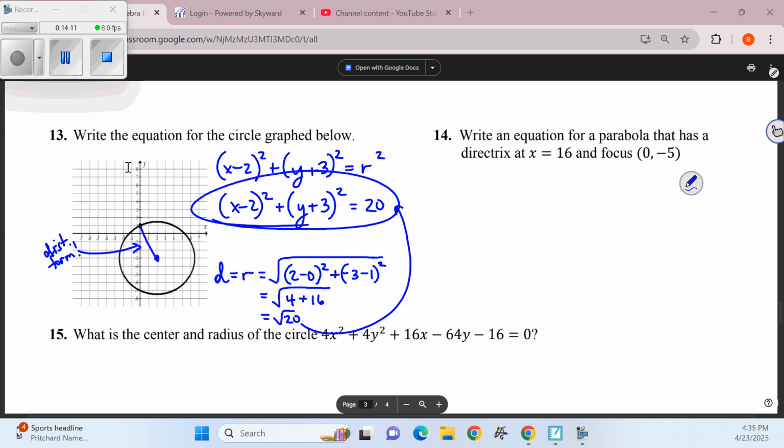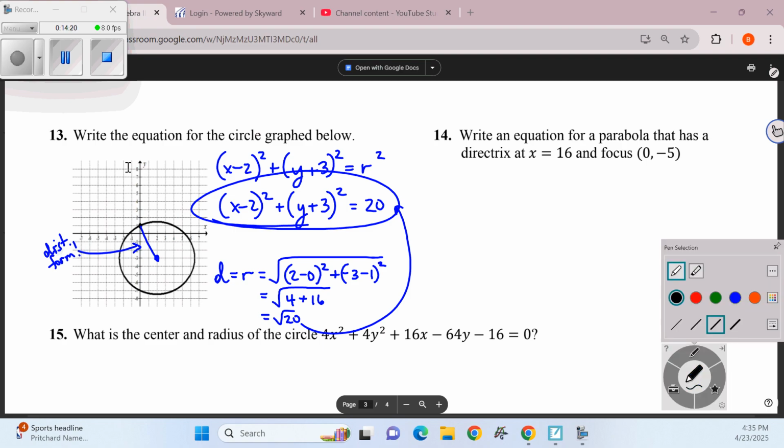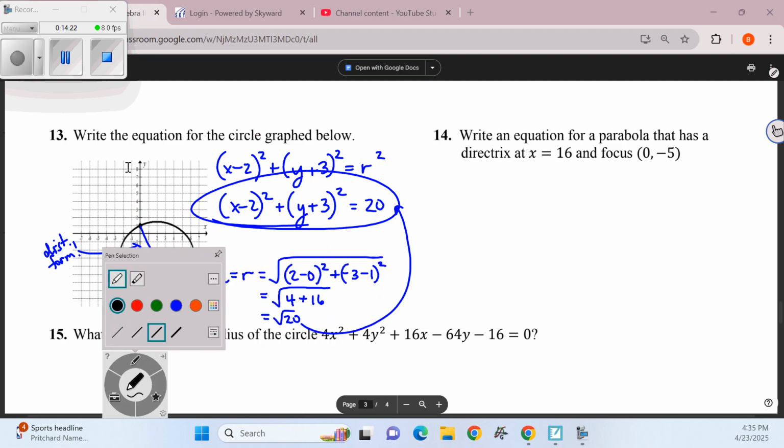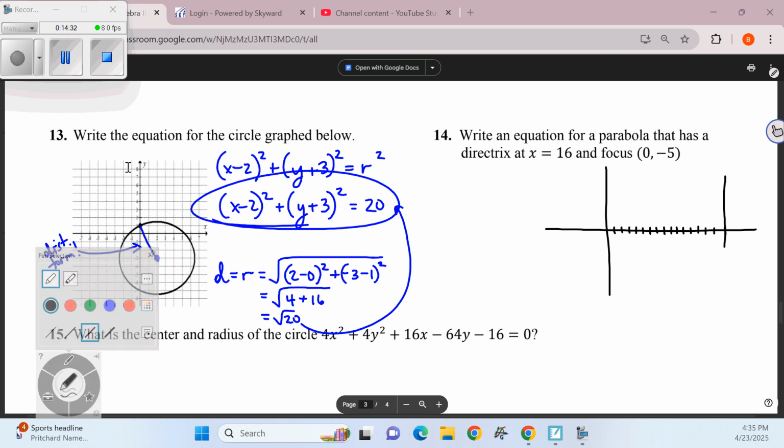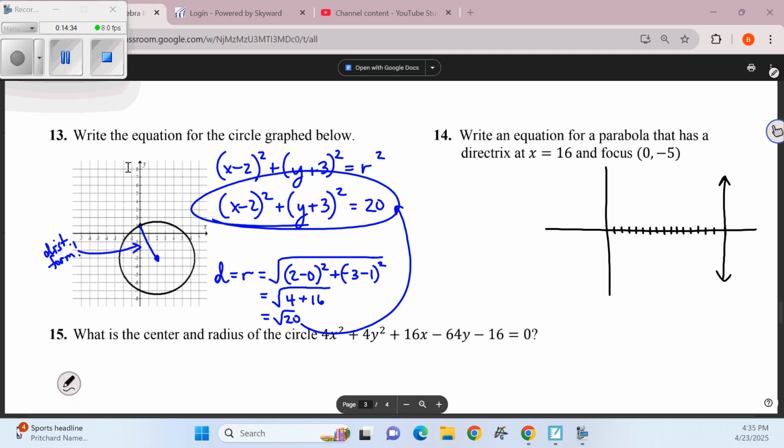Okay, number 14. Write an equation for a parabola that has a directrix at x equals 16 and a focus at 0, -5. I have no idea until I actually get a picture of this thing going. So I would look at this and say, I've got to plot these things. So x equals 16, that's way over here: 1, 2, 3, 4, 5, 6, 7, 8, 9, 10, 11, 12, 13, 16. So I've got a vertical line, x equals 16, and a focus at 0, -5.